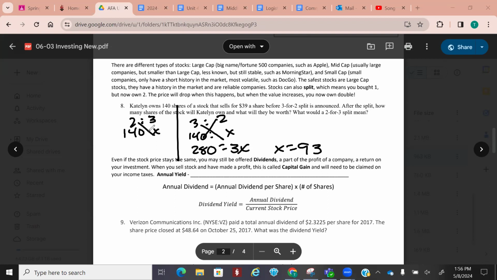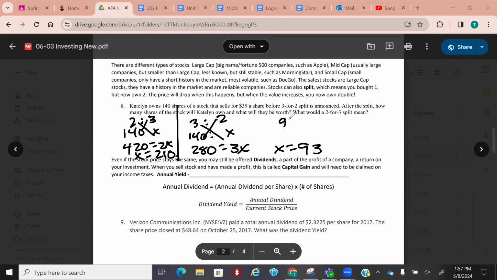Okay, so you're going to cross multiply. This will give you 40 times 3. So 420 equals 2x. When you solve for x, that's going to give you 210. And that's how much each split would be, or each thing would be worth.